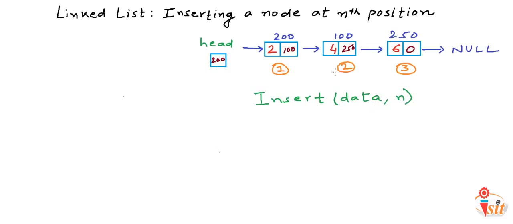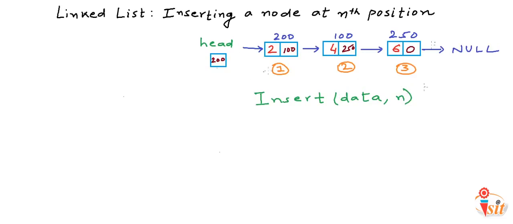There will be a couple of scenarios. The list could be empty, so this variable head will be null, or this argument being passed to the insert function, the position n, could be an invalid position. For example, 5 is an invalid position here for this linked list. The maximum possible position at which we can insert a node in this list will be 4. If we want to insert at position 1, we want to insert at the beginning, and if we want to insert at position 4, we want to insert at end. So our insert function should gracefully handle all these scenarios.